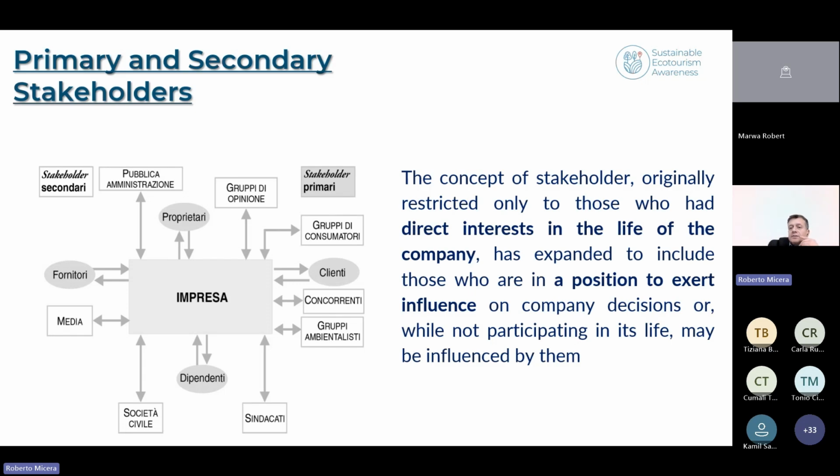The stakeholder is a concept originally restricted only to those who had a direct interest in the life of the company. In this way, we have all people that are linked to the firm by contract. It has expanded, in fact, these terms to include now those who are in a position to exert influence on the company's decisions, or who, while not participating in its life, could be influenced by the firm.